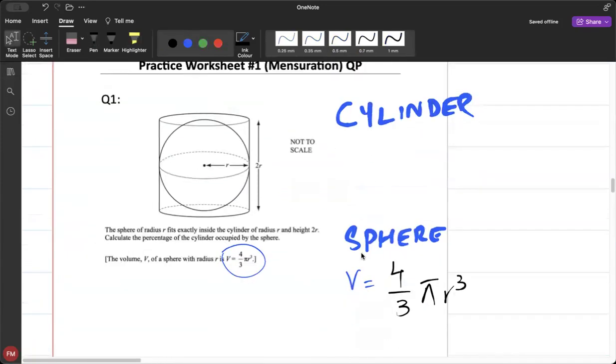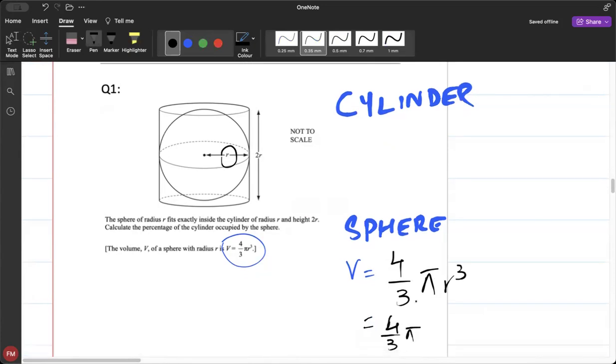Now, the question has already given that the radius is just r. That's it. That means if I were to plug in 4 over 3 pi, instead of r, there's nothing else to plug in other than r. So that just stays 4 over 3 pi r cubed. Are we even supposed to write down another step? Not really. Just one is fine.